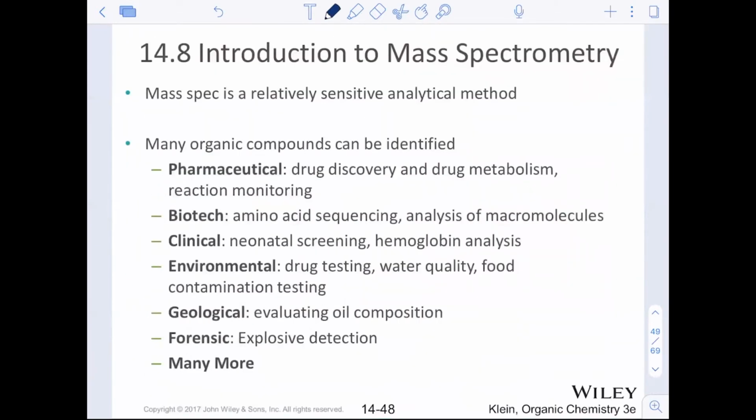Now, where do we use mass spec? Well, if you've ever watched a crime scene show, I know those were super popular when I was in high school, and they hired a lot of scientists to talk about instrumentation, and mass spec was the easiest thing to say. Mass spec is a relatively sensitive analytical method. It's used in pharmaceutical drug discovery, drug design, metabolism, biotech uses it. I used it a lot when I worked as an environmental chemist for Southern California Edison back in the day. We used it for water quality testing.